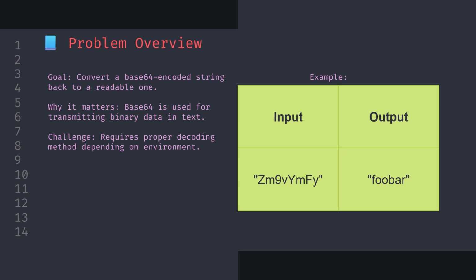Base64 strings are everywhere. Images in HTML, API payloads, encoded auth tokens. Our goal is to decode these back to the original readable form. In this example, we'll decode zm9vymfy into the string foobar. Let's see how to do that using Node.js.